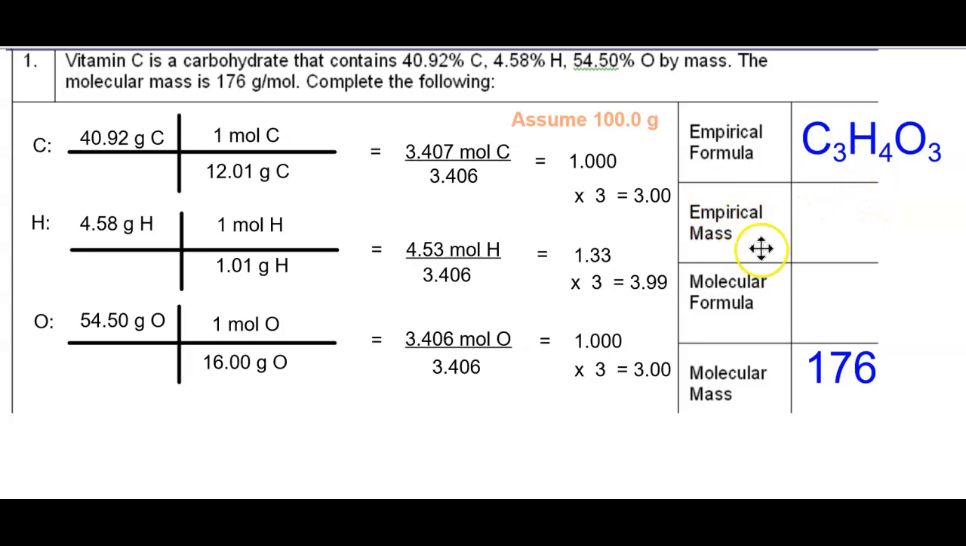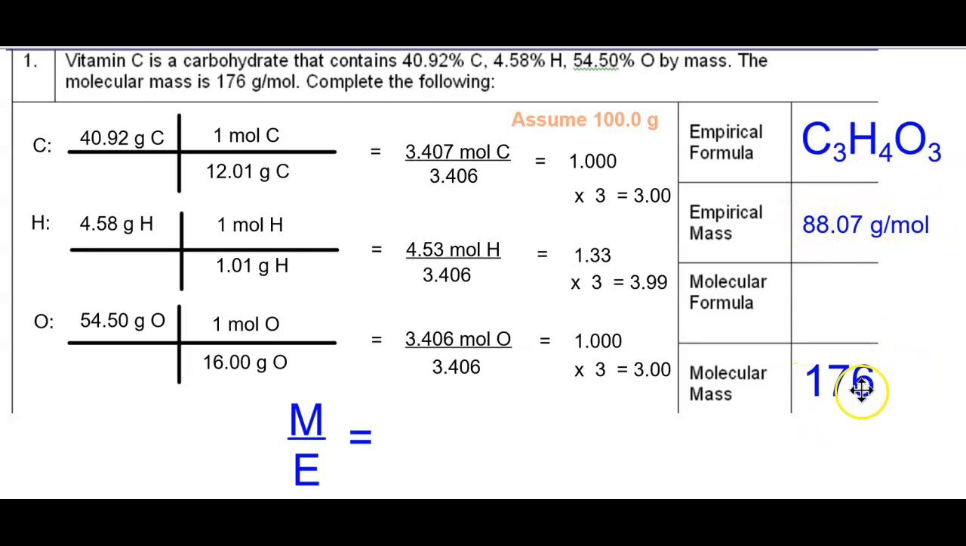I can figure out the empirical mass, that is the periodic table number or the molar mass of C3H4O3. So that's 3 carbons, 4 hydrogens, and 3 oxygens. When I do that, I get 88.07. Now, to figure out the molecular formula, we have to do ME. Here is what I mean by the ME. We take M over E, my molecular mass over my empirical mass, 176 over my empirical mass, 88.